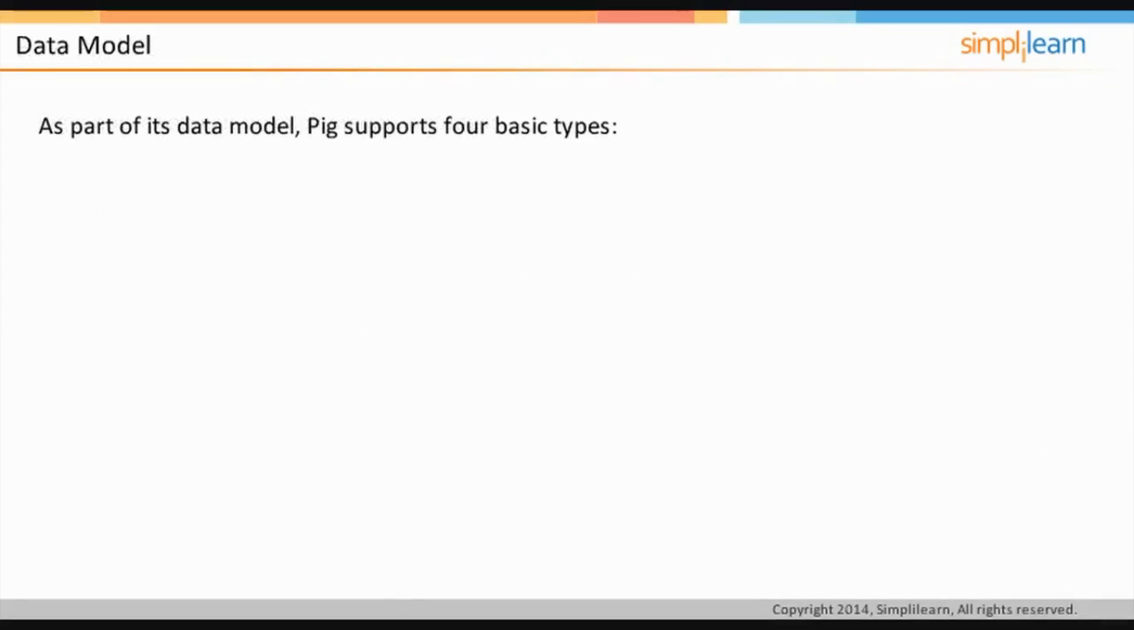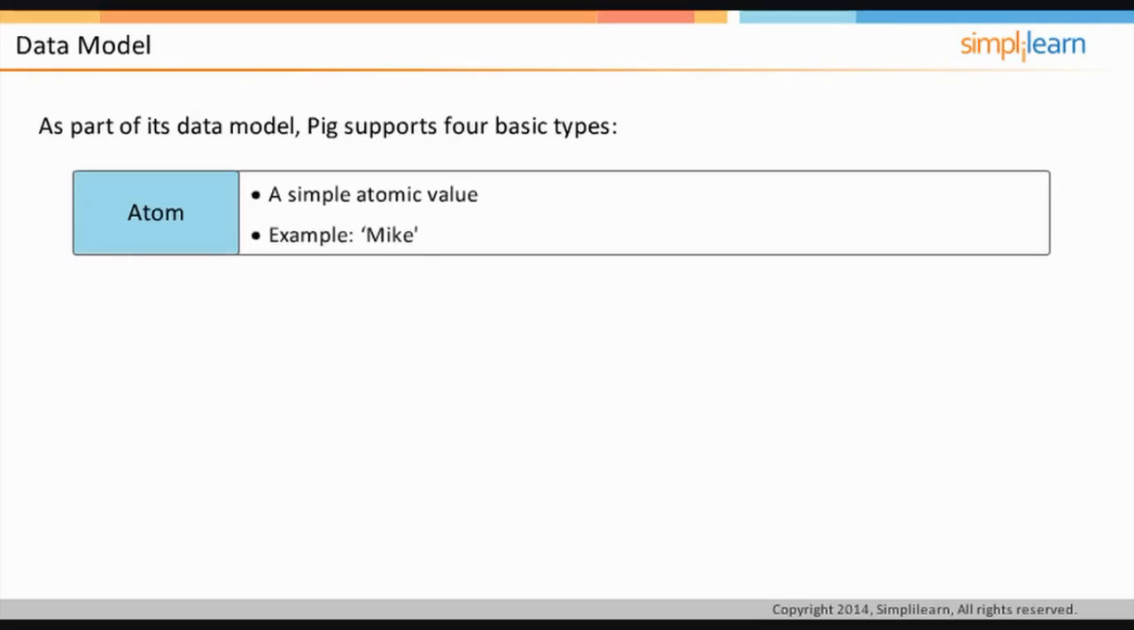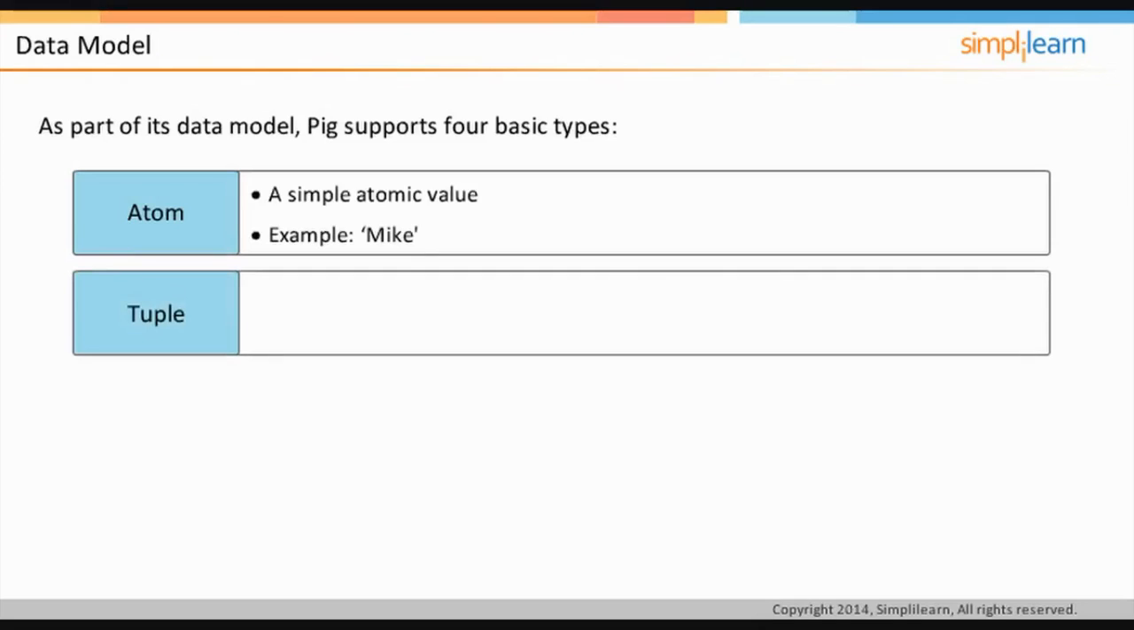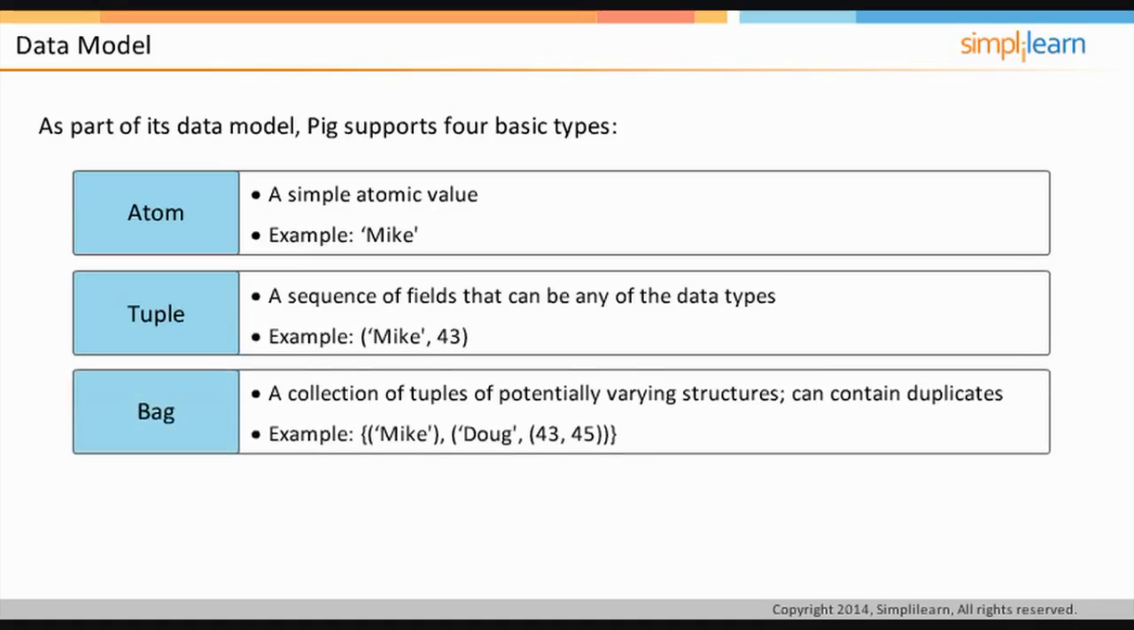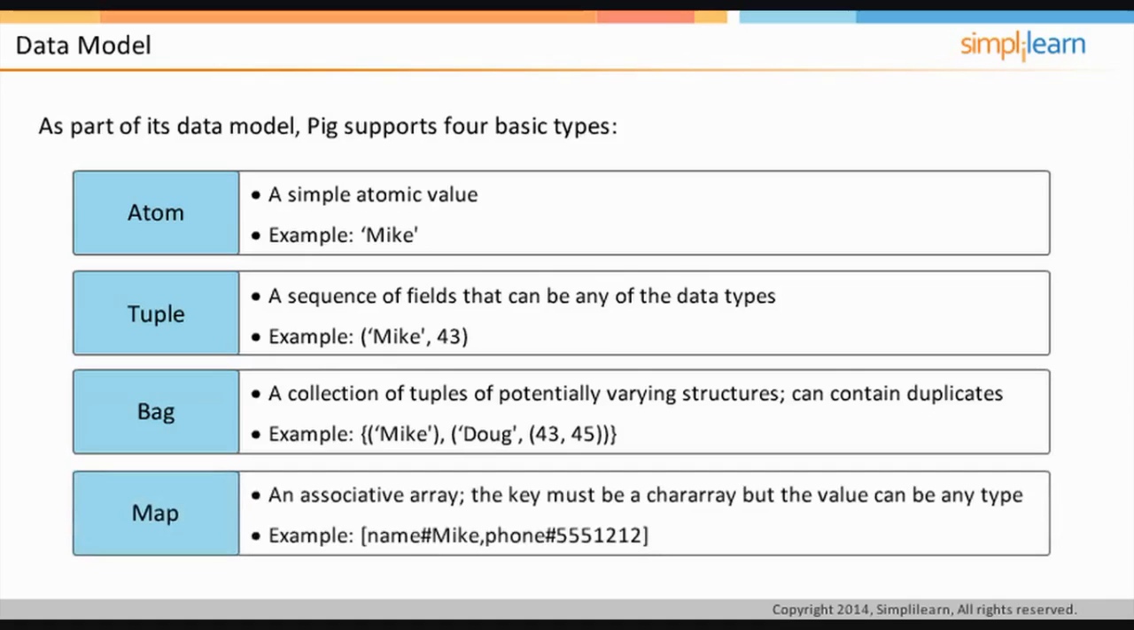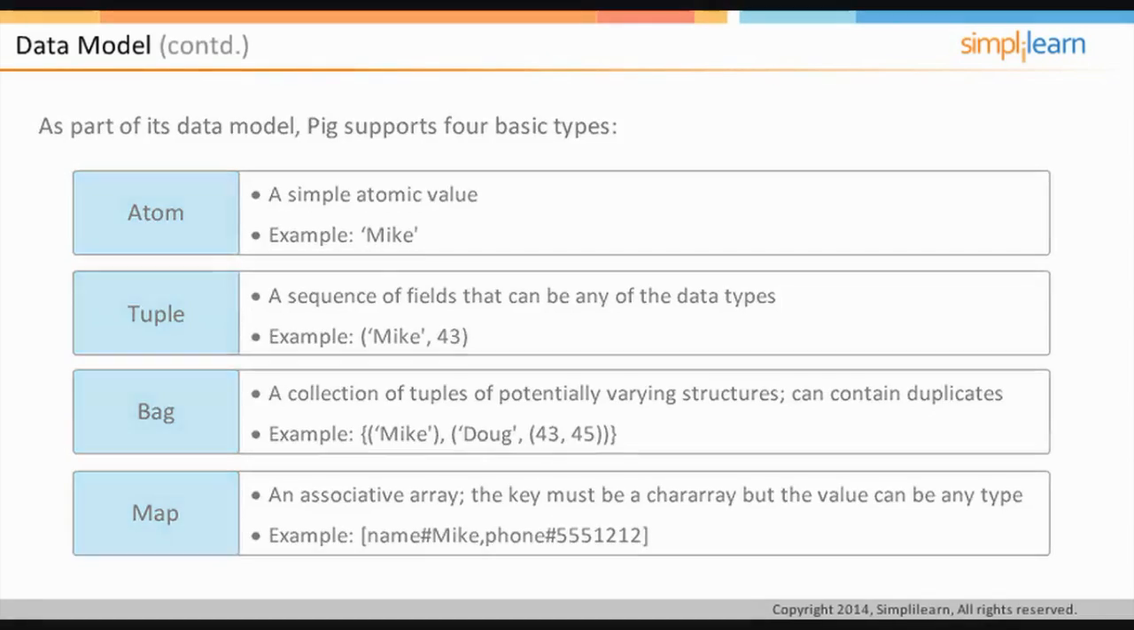As part of its data model, Pig supports four basic types. The first is atom, which is a simple atomic value like int, long, double, or string. The second is tuple, which is a sequence of fields that can be of any data type. The third is bag, which is a collection of tuples of potentially varying structures and can contain duplicates. And finally, there is map, which is an associative array. The key must be a char array, but the value can be of any type. In the next screen, we will continue the discussion on data model.